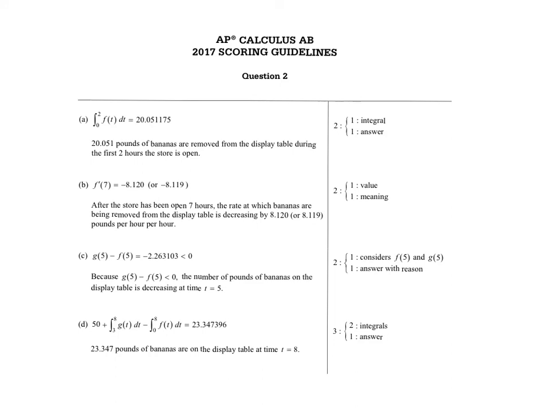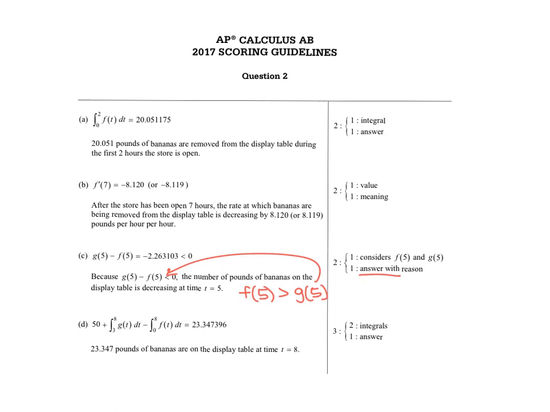For part B, you have the value. So as long as you have one of this, and then another point for the meaning. If you consider f of 5 and g of 5, then you get a point, and your answer is also a point. And if you notice that the way we explained earlier, we have f of 5 is greater than g of 5, which technically means the same thing as that, so we'll still get that answer credit.